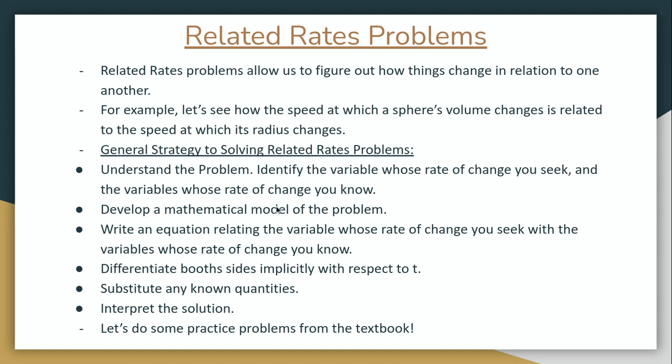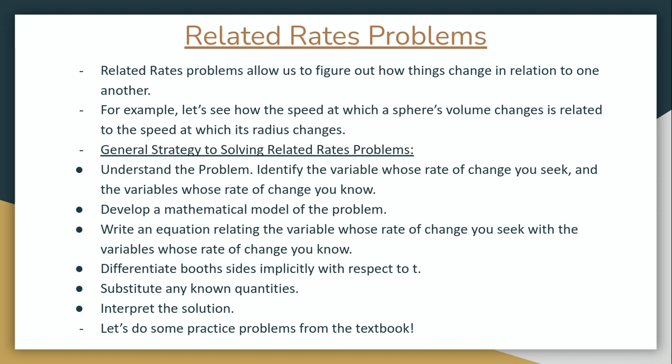Develop a mathematical model of the problem is the second step. If I'm given the radius, alarm bells are going off in my head, because I know an equation that relates volume to radius. So look at what you want to know, look at what you know, and think about if you know any equations that relate those things. I know that volume equals 4/3 pi r cubed. So that's my starting point. Write an equation relating the variable whose rate you seek with the variables whose rate of change you know. That's like us writing v equals 4/3 pi r cubed.